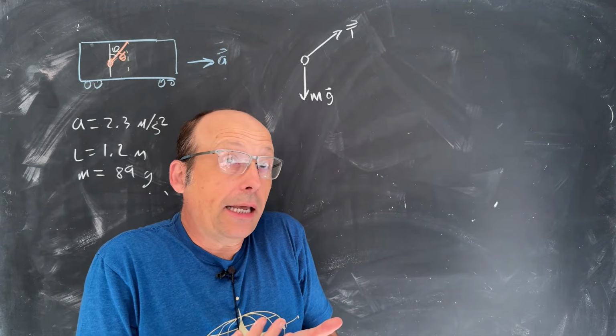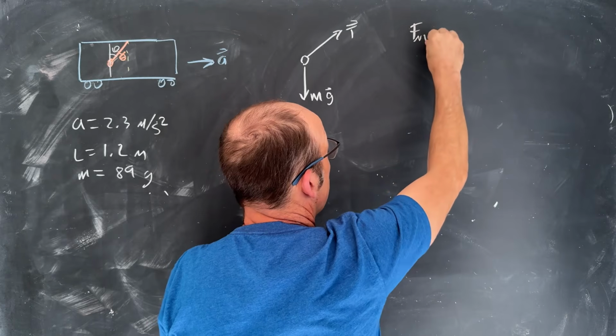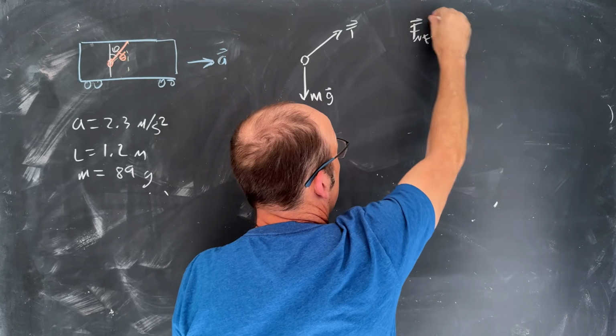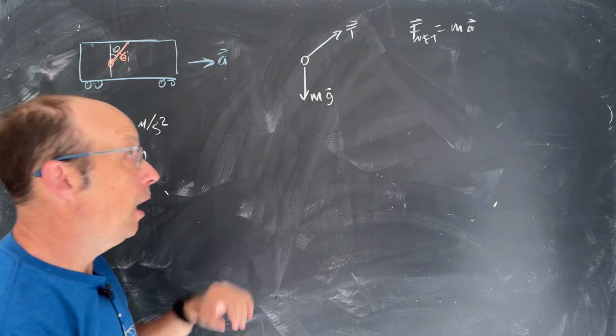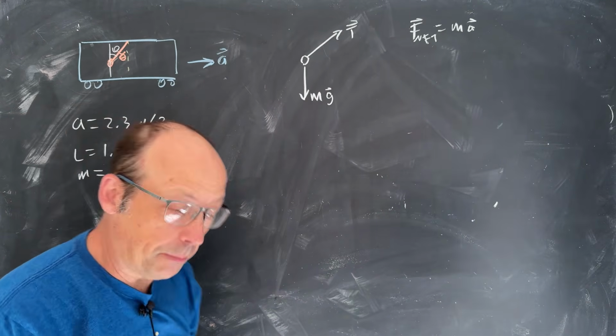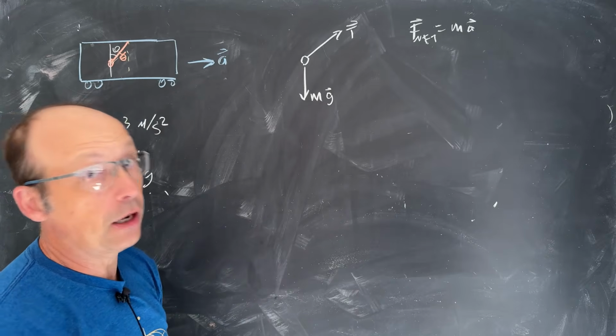Now, I can use Newton's second law. Newton's second law says that the net force is mass times acceleration. And I can break that into x and y components and solve for things I don't know. But in order to do that, I need to pick a coordinate system.